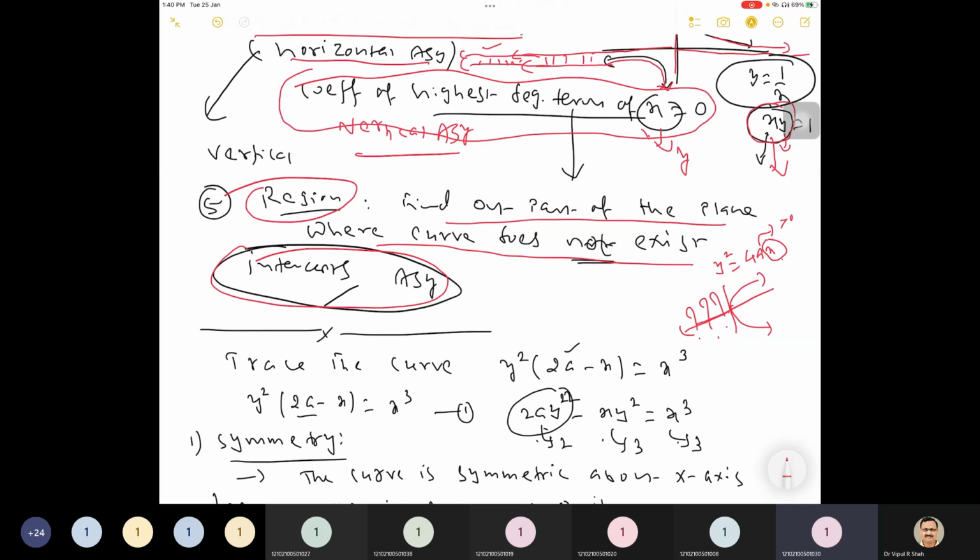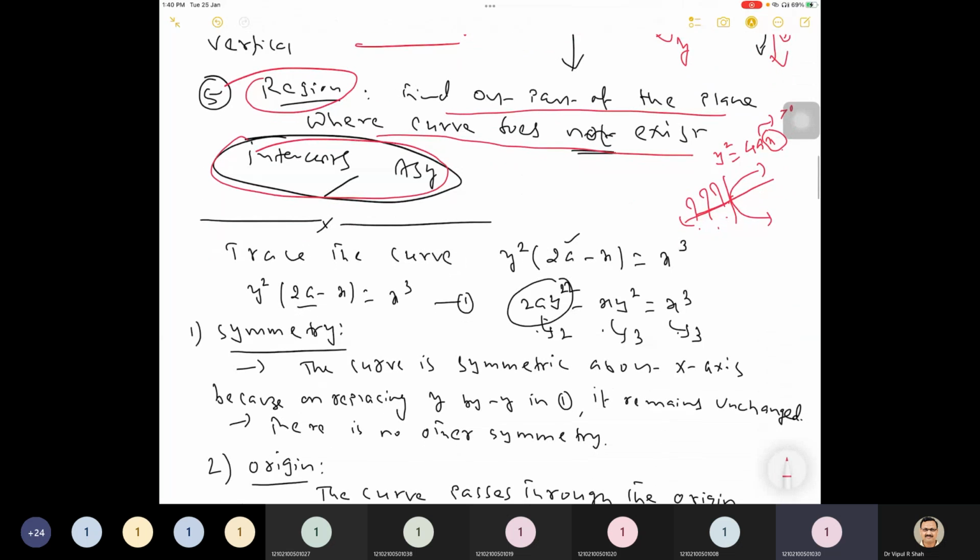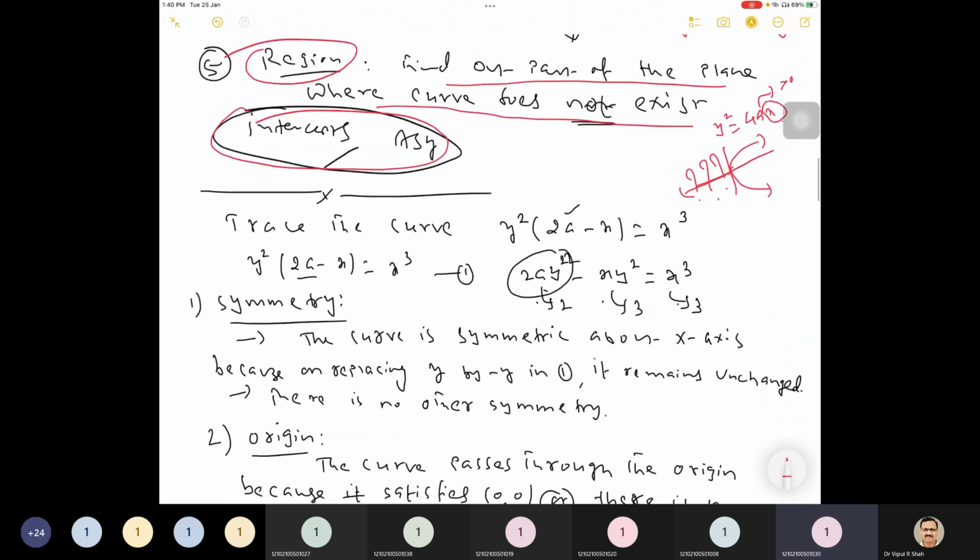Yes, sir. So in the region, we need to find out the part of the plane where the curve does not exist. And that finishes the discussion about the points to be discussed while we solve the example. We take one example first. Okay, let us see slowly how we can write. This kind of example will ask for 5 to 6 marks, and it will be like this.